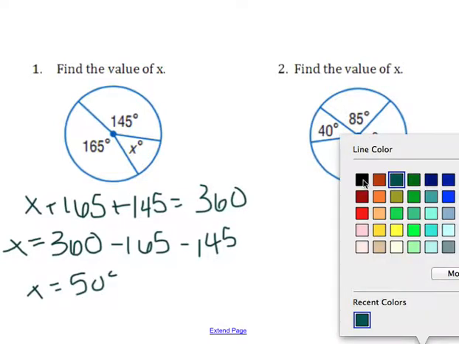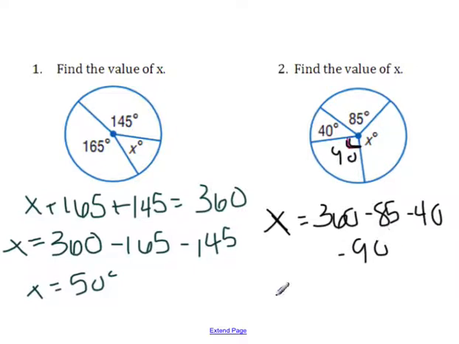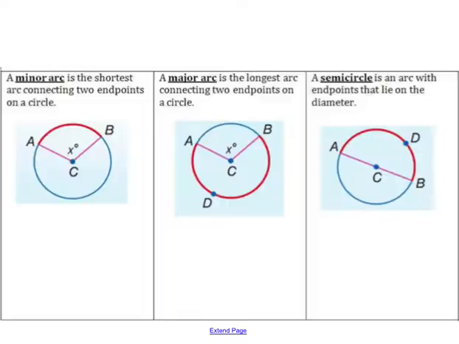Now let's take a look at number 2. It's the same thing. Let's just do it the easier way where it's already solved for x. So x is equal to 360 minus 85 minus 40. Remember that this little square means it's 90 degrees, so then minus 90. When you subtract all of those out, you end up getting 145 degrees. So that angle is 145 degrees. Now, whenever we're talking about angle measure, you want to make sure you label it with degrees, because it does count. So let's take a look at the different types of arcs.